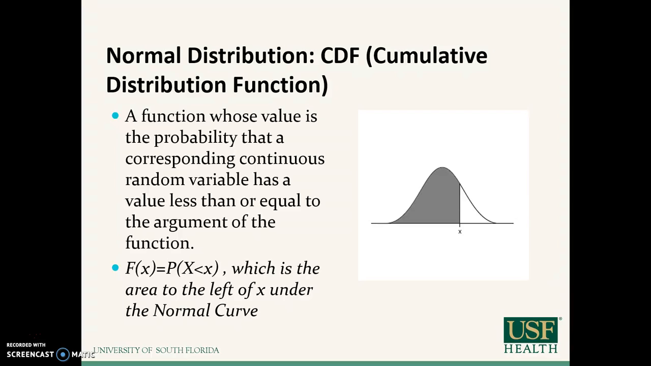In normal distribution, the CDF, the cumulative distribution function, basically is a function whose value is the probability of a corresponding continuous random variable having a value less than or equal to the argument of the function. So mathematically, it is F of x equal to the probability of the random variable X less than or equal to x, which is the area to the left of x under the normal curve.